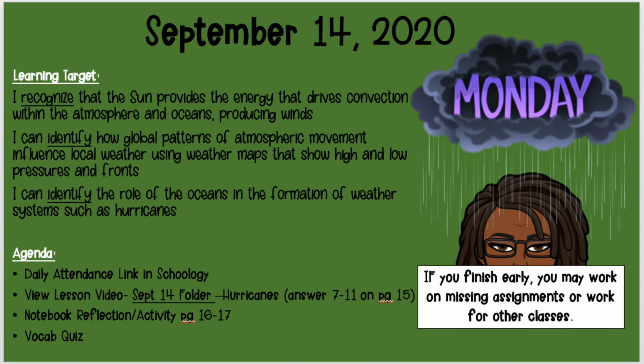Our target today. We recognize that the sun provides the energy that drives convection within the atmosphere and oceans, producing winds. We can identify how global patterns of atmospheric movement influence local weather using weather maps that show high and low pressure and fronts. And we can identify the role of oceans in the formation of weather systems, such as hurricanes.